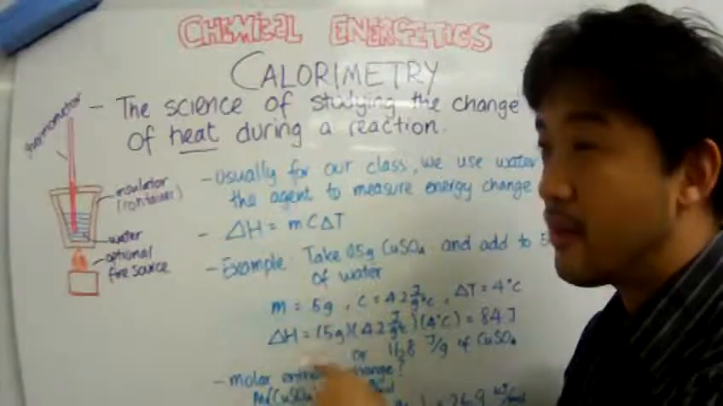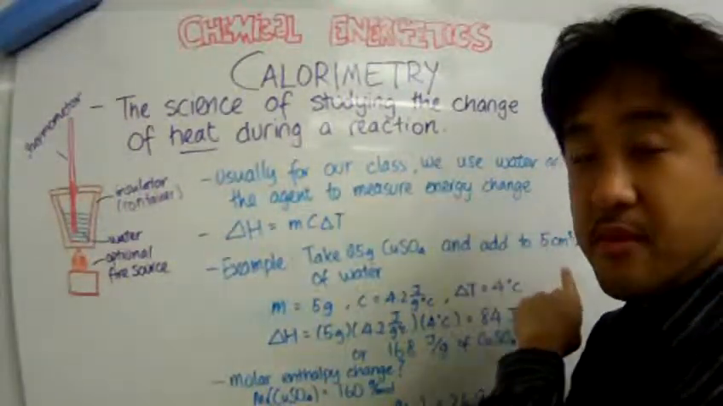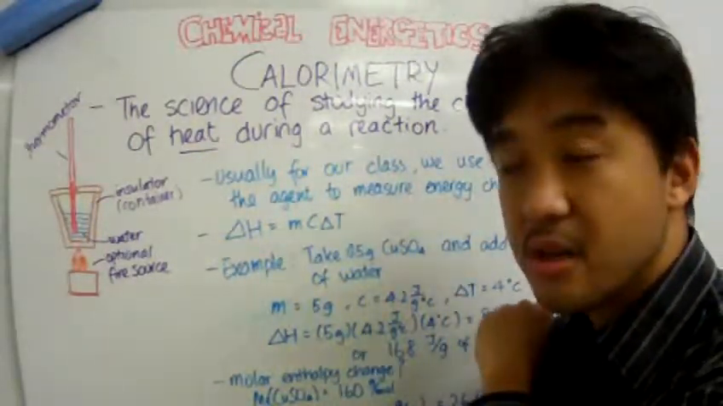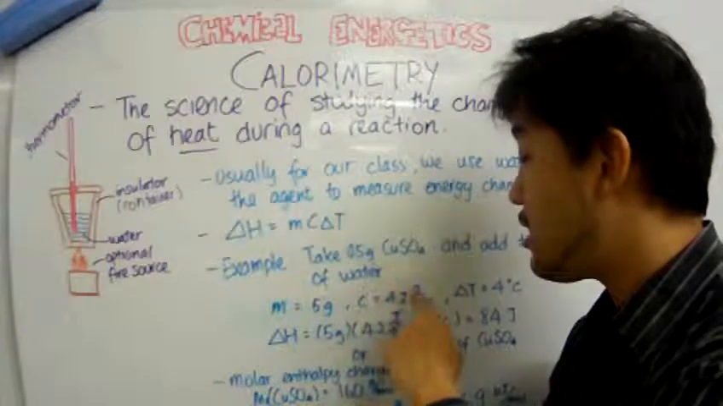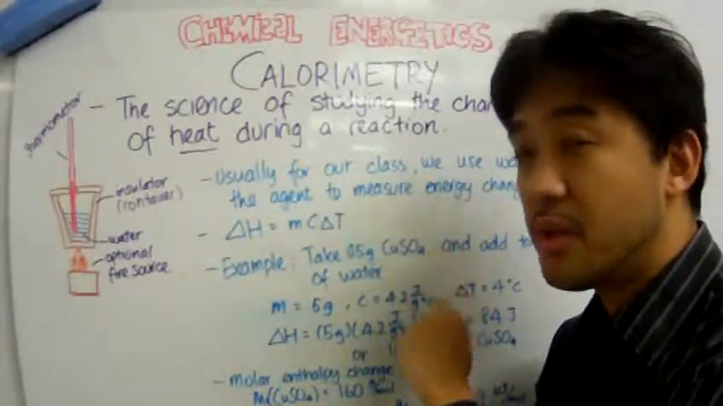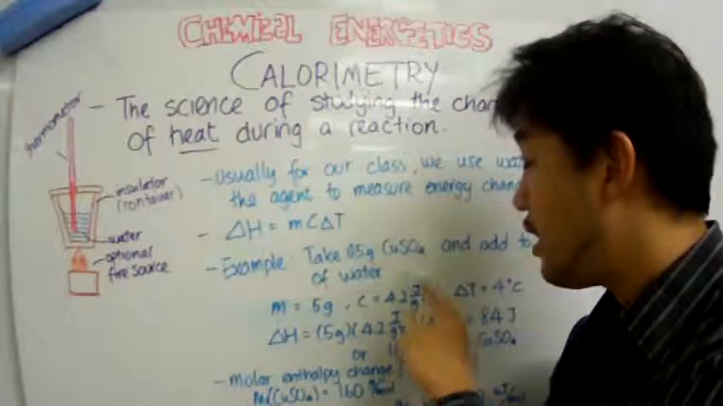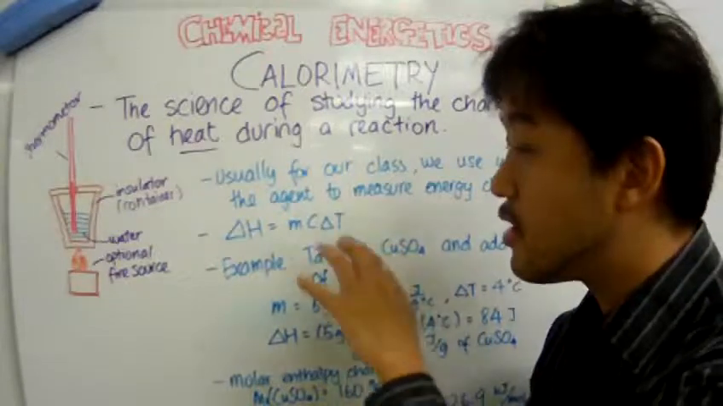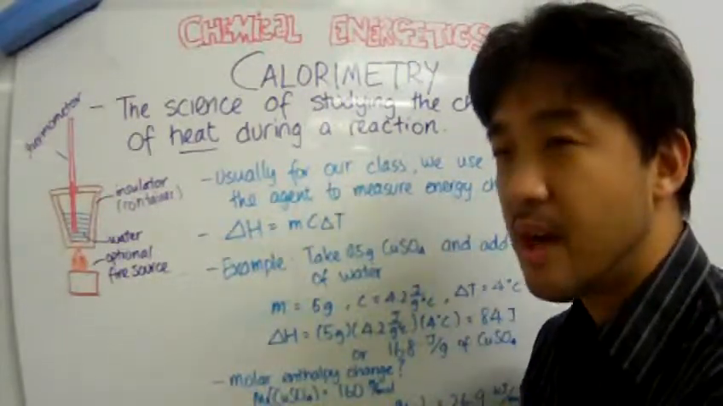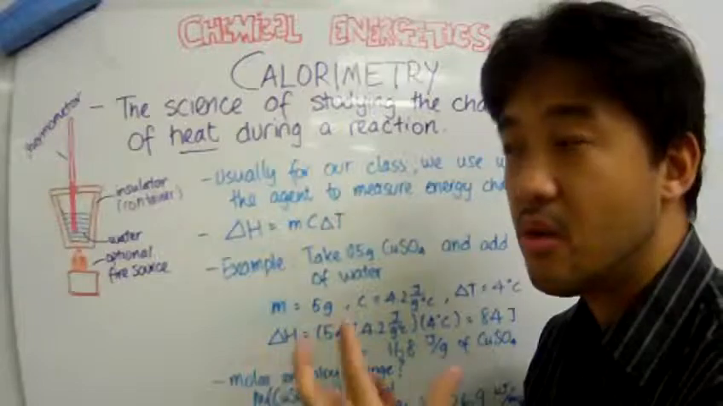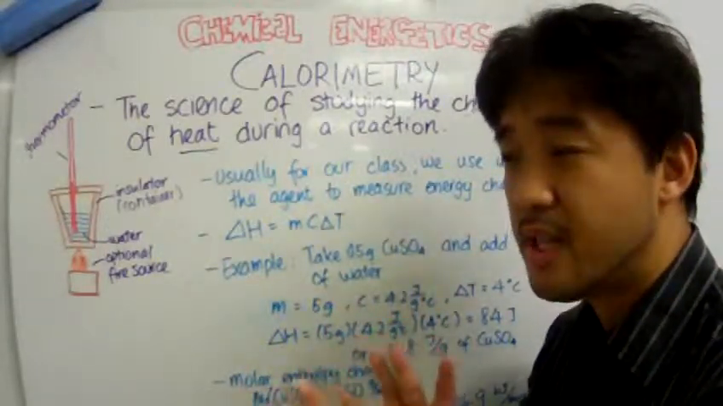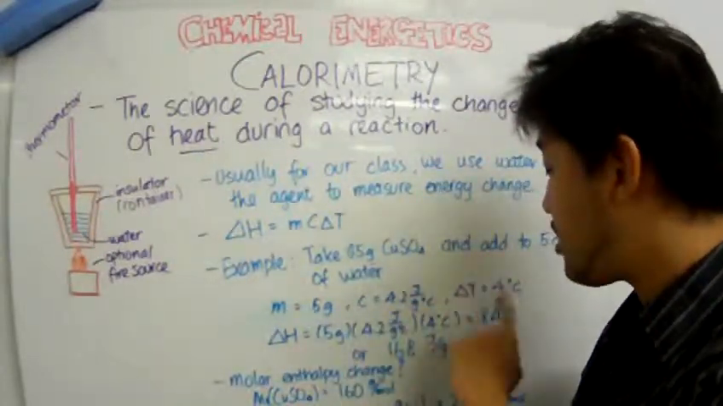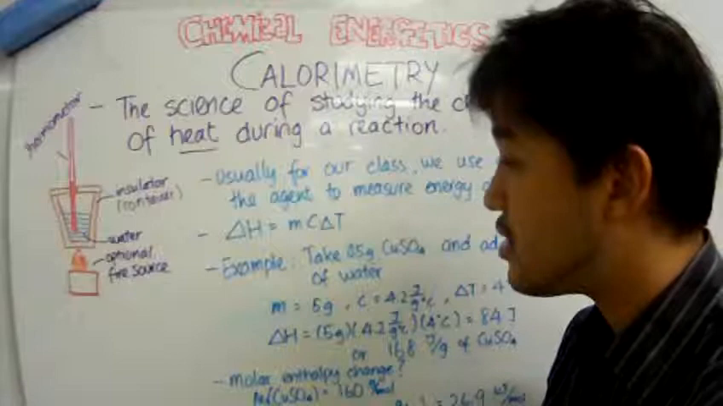The mass of water is 5 grams because we use 5 milliliters of water. The density of water is 1, so therefore 5 milliliters of water becomes 5 grams. The specific heat capacity of water is 4.2 joules per gram per degree centigrade, and this is a number that you need to memorize. The specific heat capacities of other substances are different, but you don't have to memorize them, except for water. And the temperature change we measured was about 4 degrees centigrade.